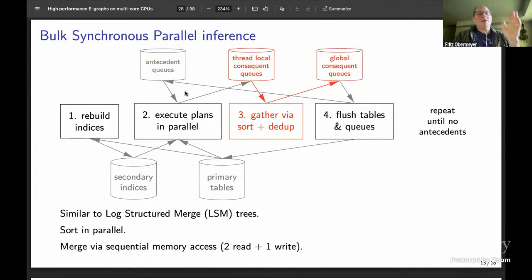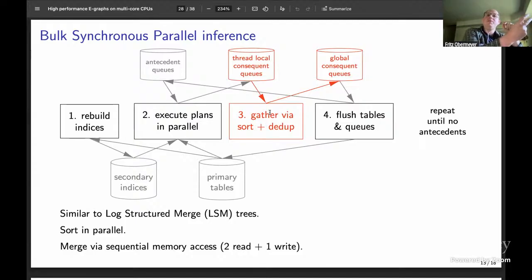Let's see. So after the plans execute, as soon as each worker finishes its last task, that is, the antecedents are exhausted, it merges all of its new facts into a global queue. First it sorts its facts, and the global queue of new facts is sorted, so it can do a log structured merge. And again, it's super fast.